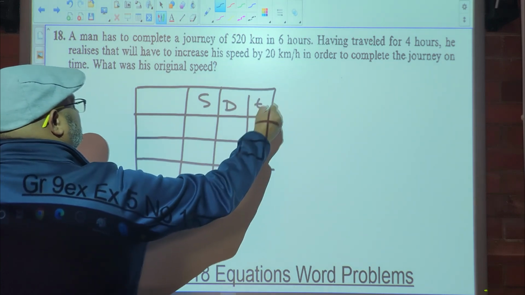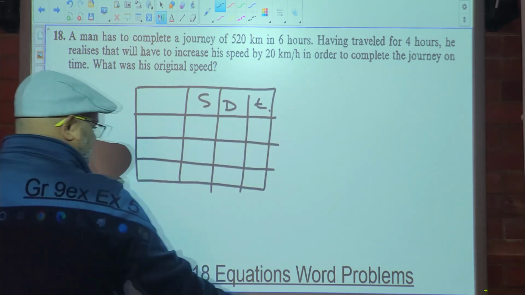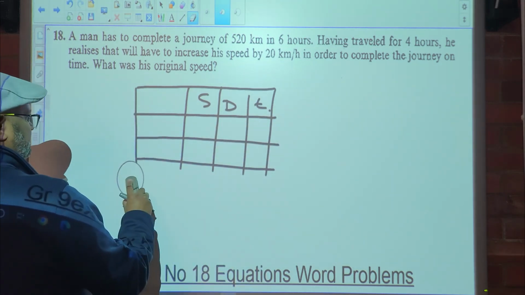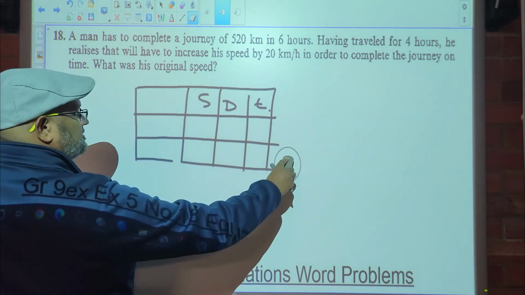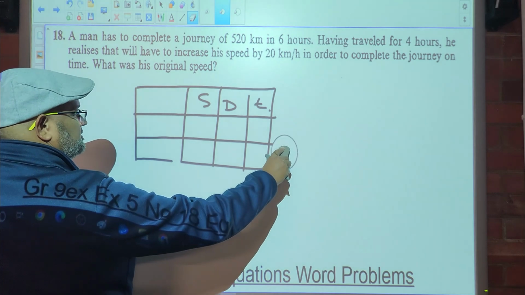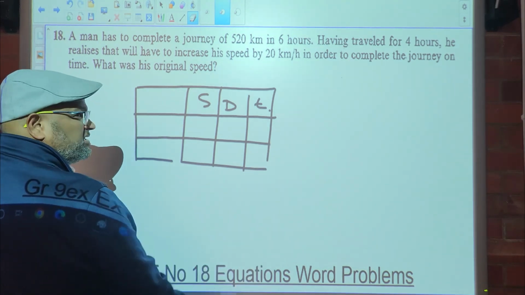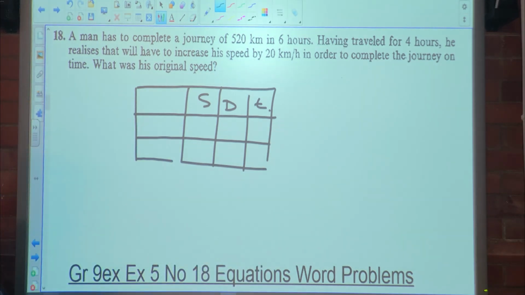Speed distance time. I got one row too many here. I can't accommodate all of you people. Why did they send all of you guys? No, I have a space for 5. That's why I said 5.